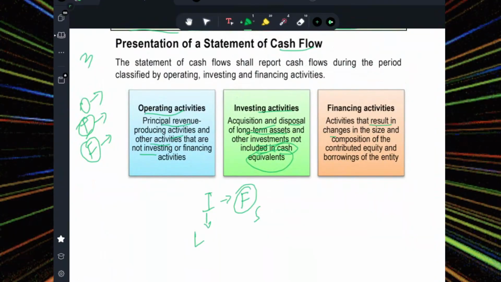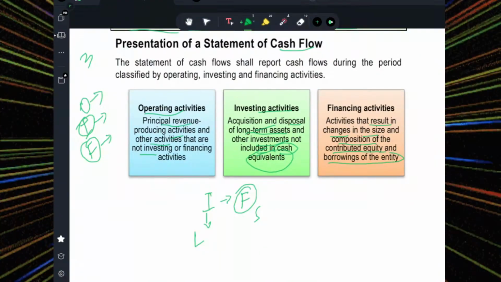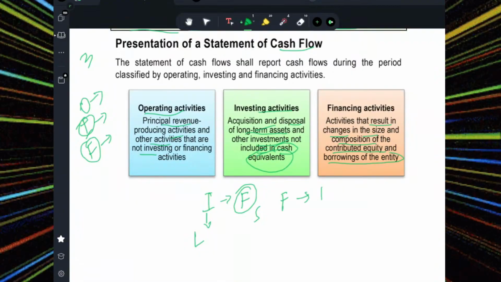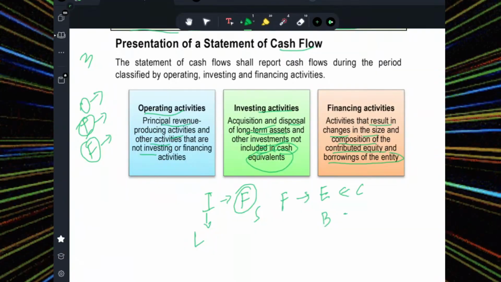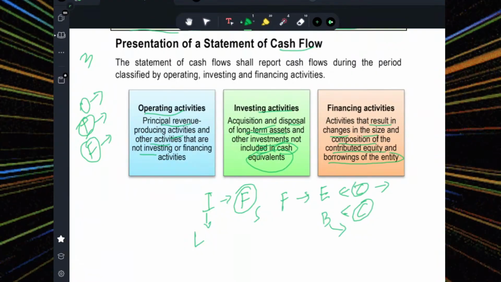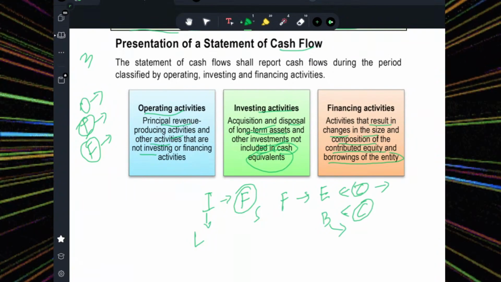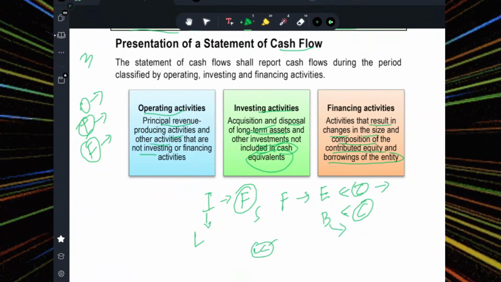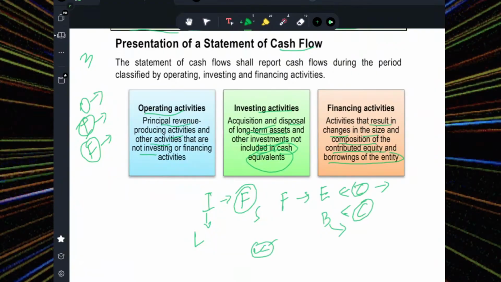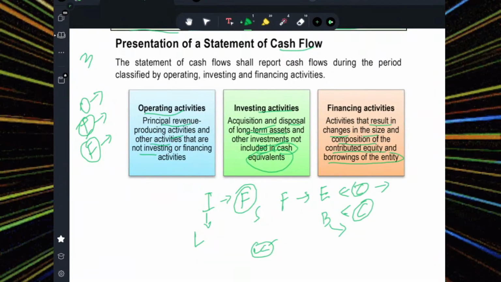Financial activities are those that result in changes in the size and composition of the contributed equity and borrowings of the entity. So financial activity focuses on two things: equity and borrowing. Both are cash. I give a loan, I receive a loan. The activity that changes the size and composition of equity and borrowing, debt to equity, bank finances. These are the things we should focus on in financial activity. So three things: operating, investing, and financing.